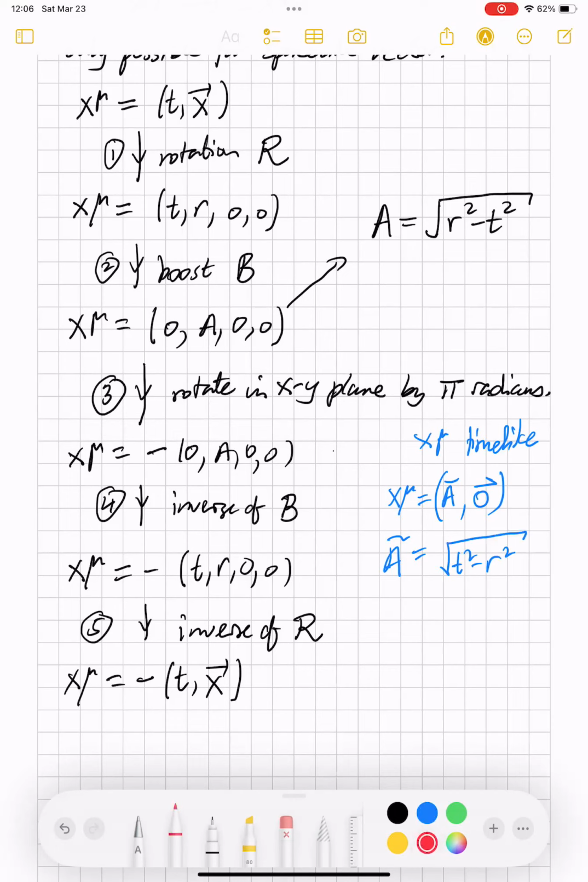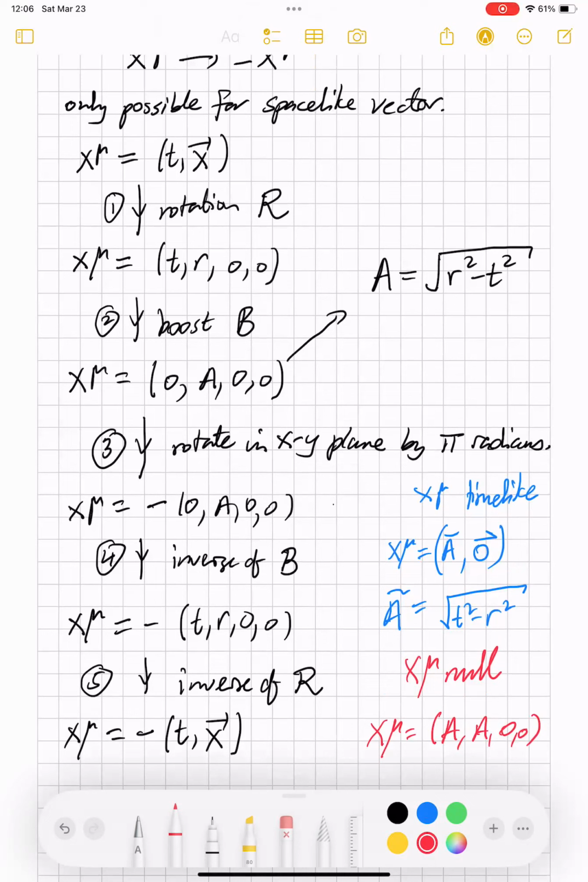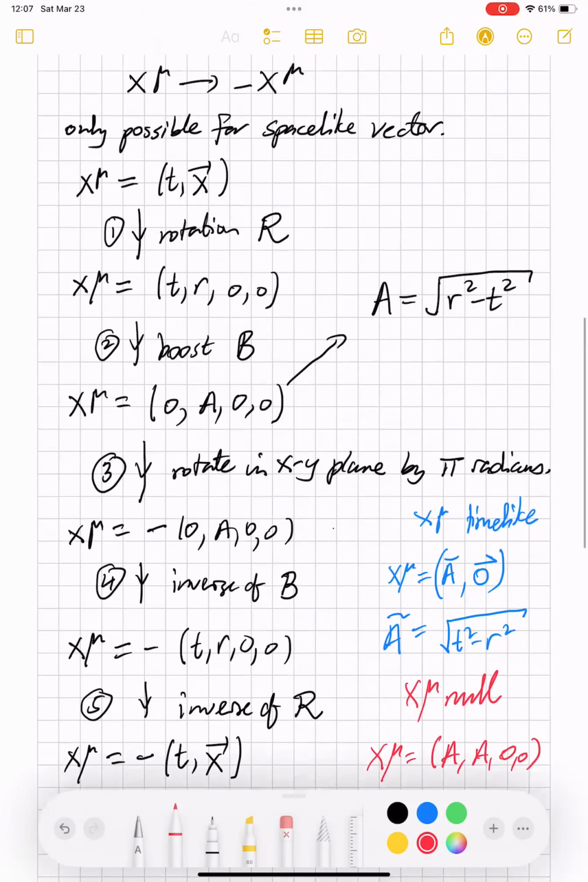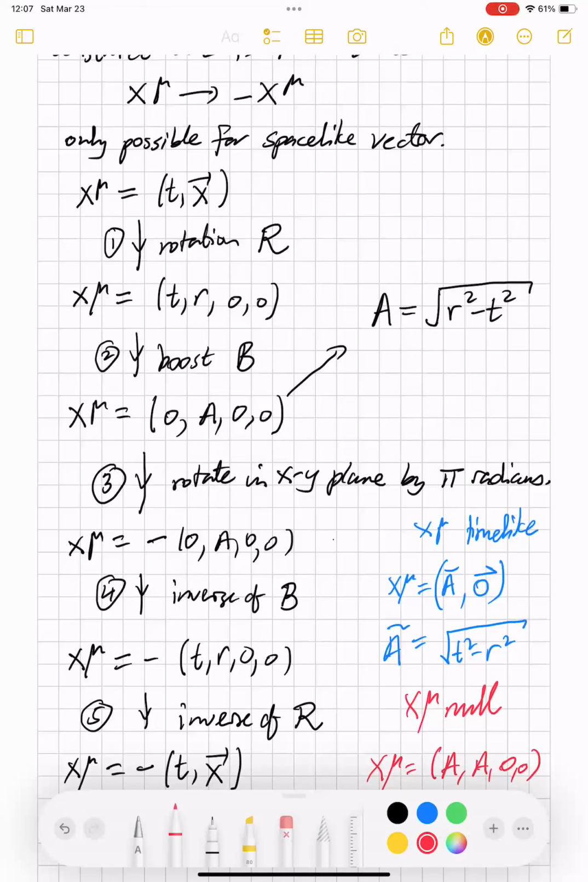And finally, you could also check that if x^μ was null, the best you could do would be to get x^μ into a form like this, (a, 0, 0), and a could be anything. So by doing an appropriate boost, you can make a to be whatever you want. So to have a Lorentz transformation that takes x^μ into minus x^μ, your x^μ has to be a space-like vector. Good. I hope that's enough of a hint for you to be able to construct this Lorentz transformation. We'll continue in a moment.